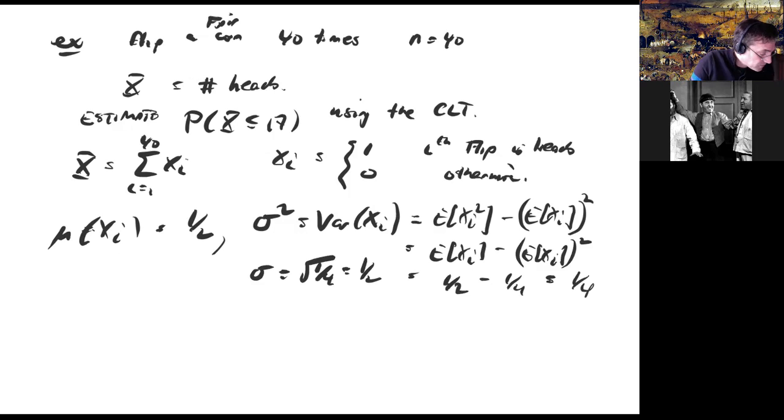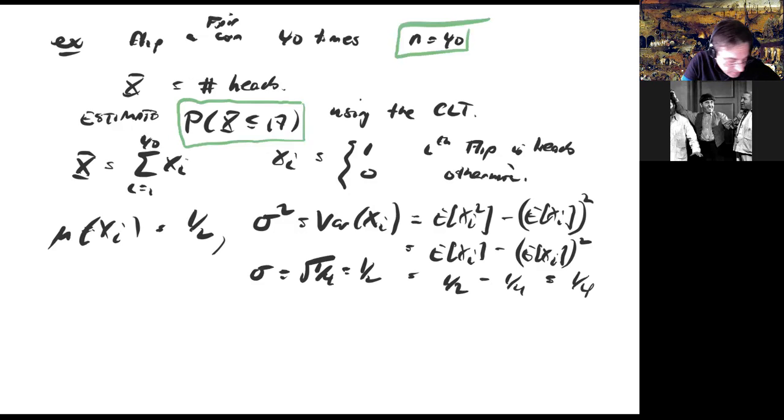Big deal. Okay, so now I'm trying to estimate the probability that X is at most 17 using the central limit theorem. N here is 40, which is large enough, since 40 is bigger than 30. So we're now in a situation to solve the problem.